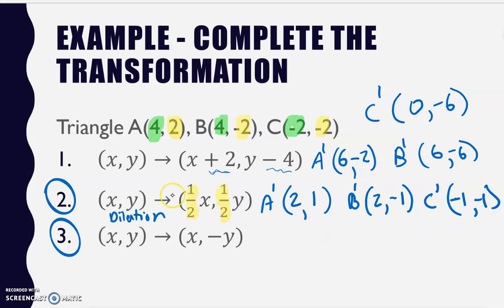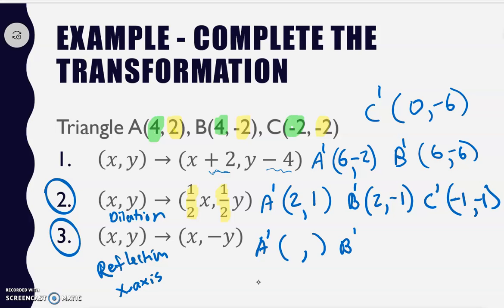What's the third one going to be? Pause the video and think about it. Go back and look at your notes from the previous slide if you need to. So hopefully you see that X and Y, they're staying in the same spot, but Y is the opposite. So that tells us it's a reflection across the x-axis. So let's write our new A prime, B prime, and C prime coordinates.